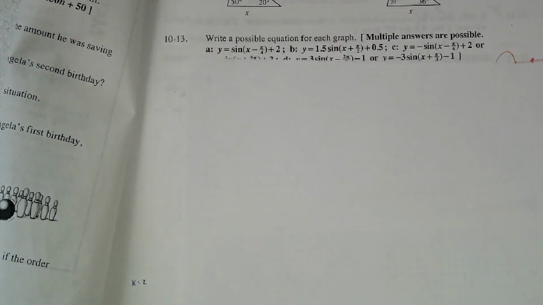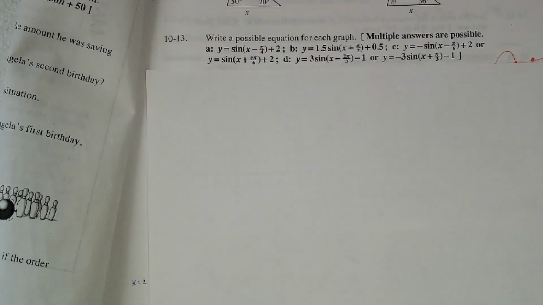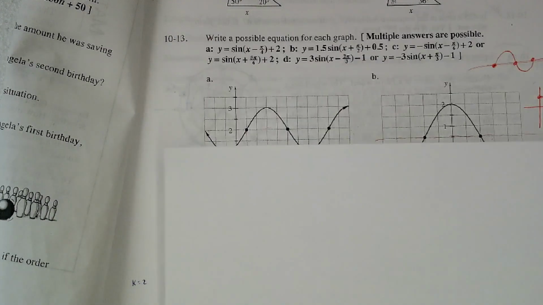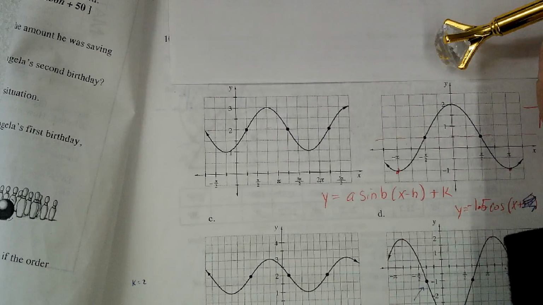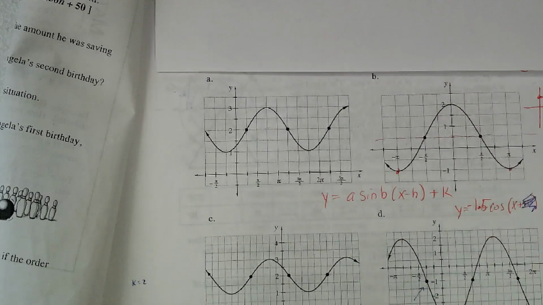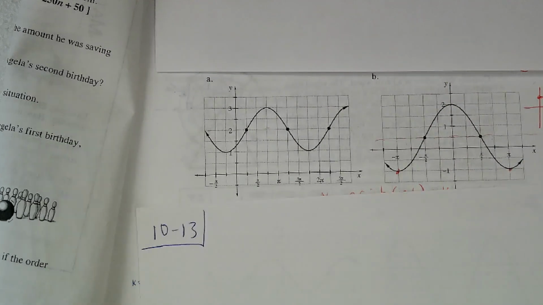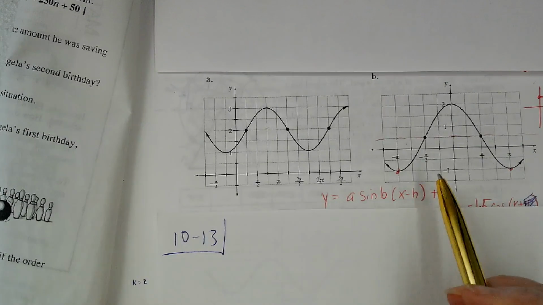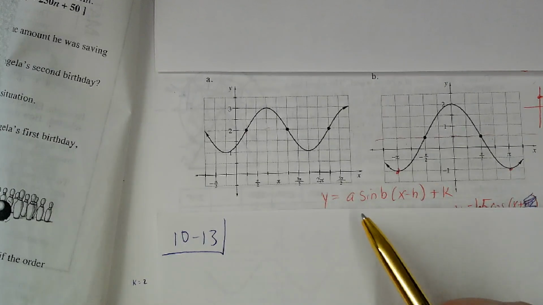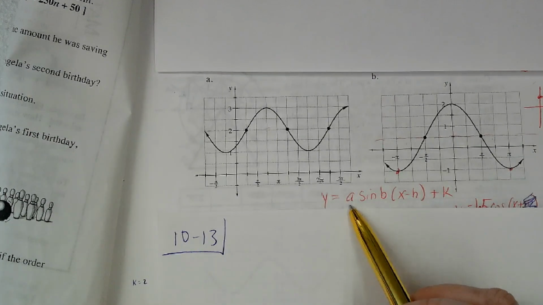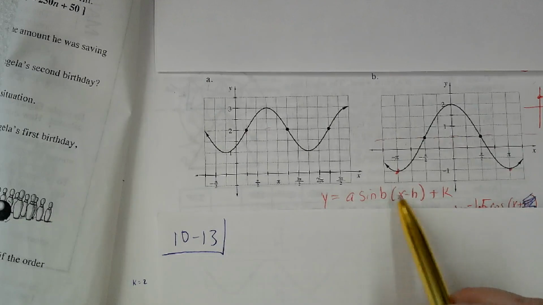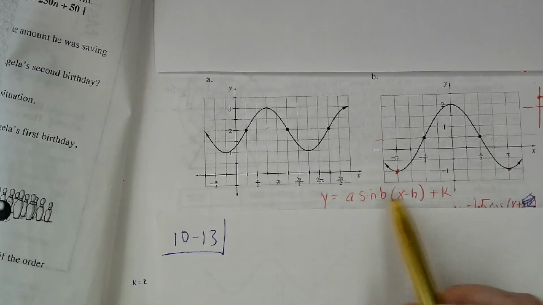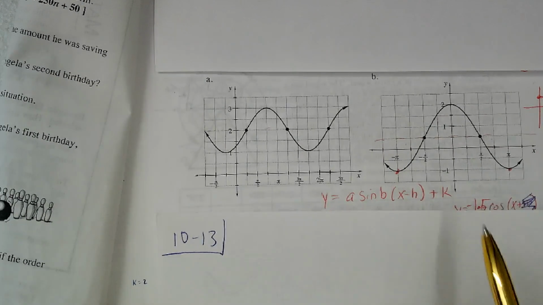Here's Integrated 3. This is problem 10-13. It wants us to write a possible equation for each graph. I'll start with graph letter A. I'm going to try to use graphing form, and I can use sine or cosine, and I'm going to find out what A, B, H, and K are, and then write it in graphing form.